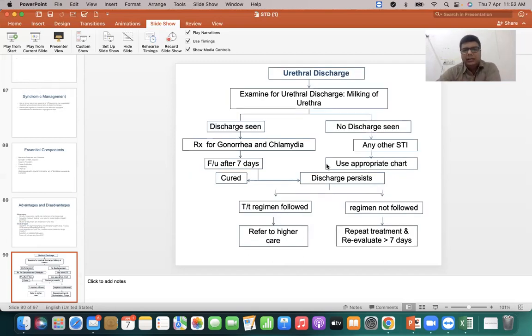What is the syndromic diagnosis of a urethral discharge? Examine for urethral discharge, or you can do milking of the urethra. If discharge is seen, then treat for gonorrhea and chlamydia. Follow up after 7 days. If the patient is cured, then well and good. If the discharge persists, then other treatment regimens could be followed. If no discharge is seen, any other STI can be present, so use the appropriate chart.